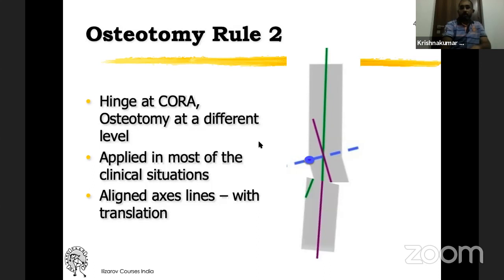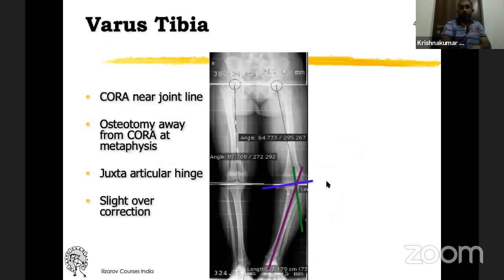Here, along with angular correction, what you get is a little bit of translation also, but you can see that the axis is perfectly aligned. If you keep a hinge here and try to rotate it, you will get these sort of perfect corrections. And this bump in due course of time will get remodeled. All right. So that is osteotomy rule number 2. You have a CORA, the hinge is at the CORA, but osteotomy is at a different level. Axis lines are aligned.